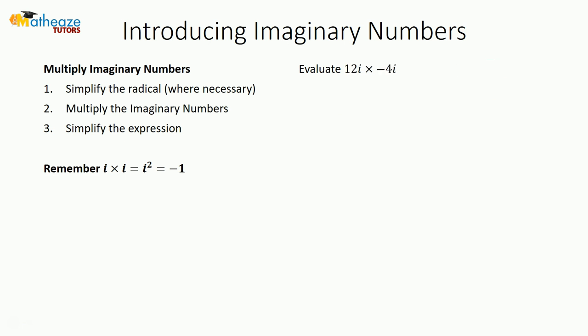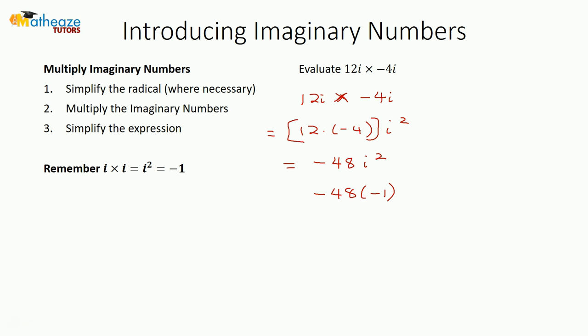Let's look at this example. So now we have 12i multiplied by -4i. So we have 12 multiplied by -4, and then we have i squared. This is going to give us -48i squared, but i squared is -1. So -48 multiplied by -1 is going to give us 48.